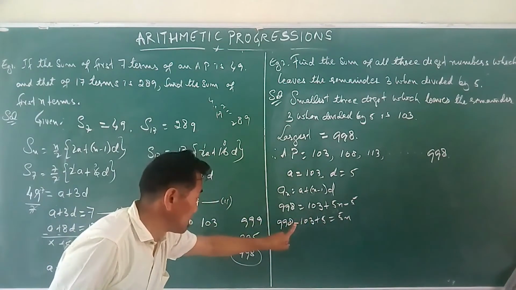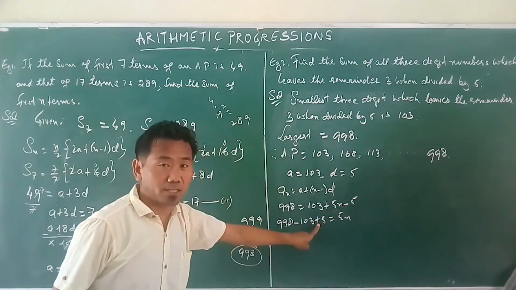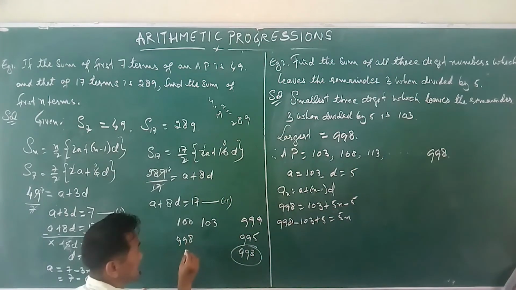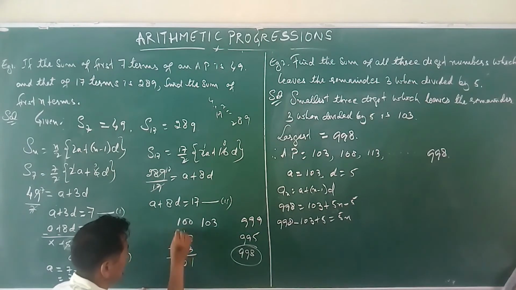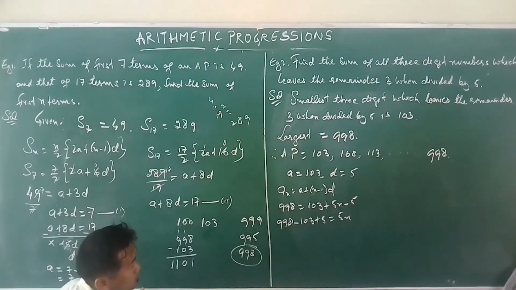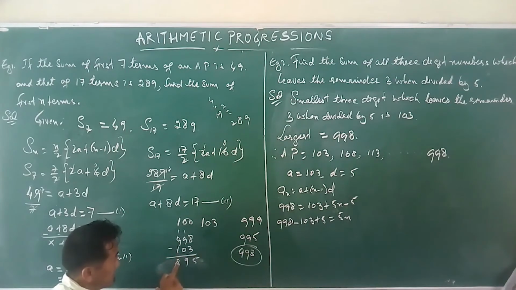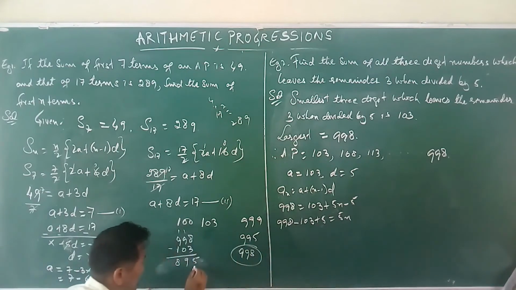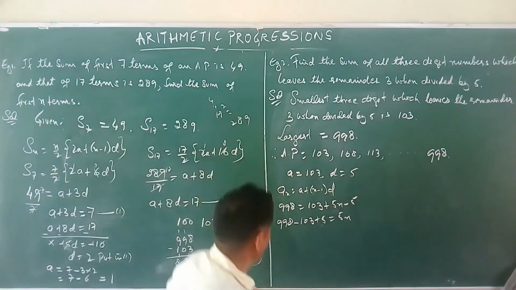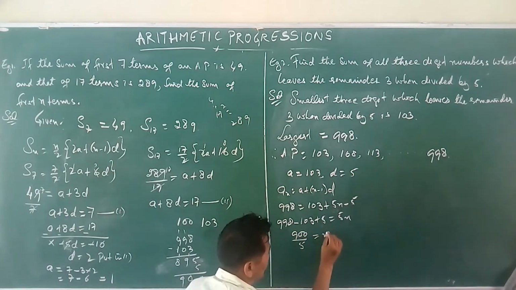Now simplify: 998 minus 103 is 895, and adding 5 gives 900. So 900 equals 5n, and dividing 900 by 5, we get n.